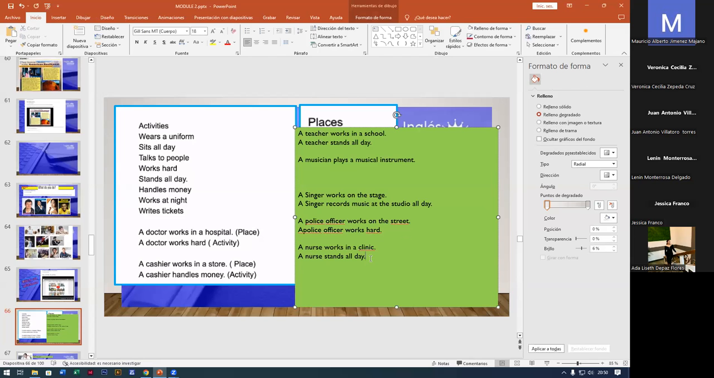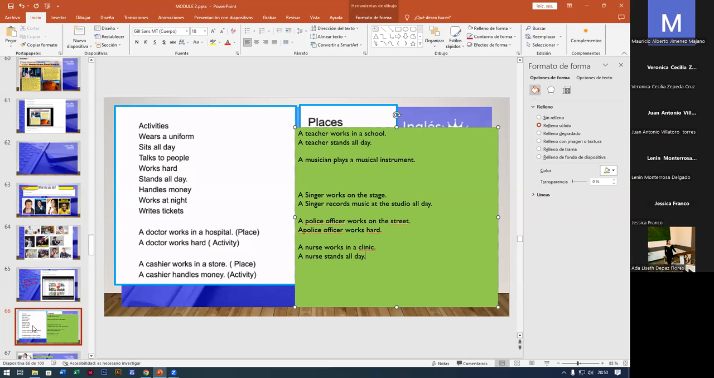Okay. So we are in these cases, right? To say that the simple present, we have the third person form.